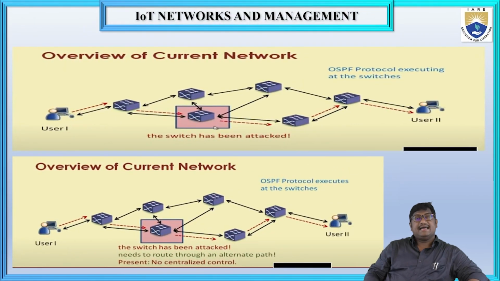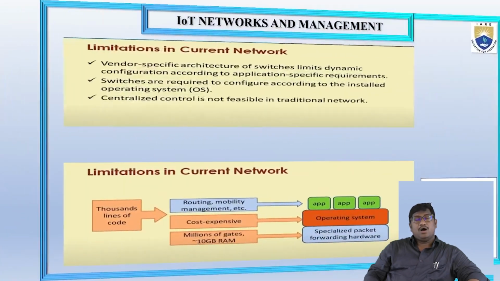This is the diagram which is showing an overview of the current network, where user 1 and user 2 are going to communicate. Whenever a switch is attacked, the switch is automatically going to divert, and needs to reroute with an alternate path. Whenever a switch is attacked, we need to reroute to transmit the data. That is how things are.